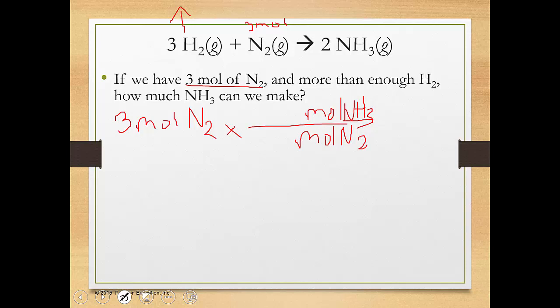So how do I know the relationship of moles of ammonia to moles of nitrogen? Well, that was up here in our handy-dandy balanced equation. So 2 moles of ammonia and 1 mole of nitrogen. Moles of nitrogen cancel out. That tells me that I can make 6 moles of ammonia.